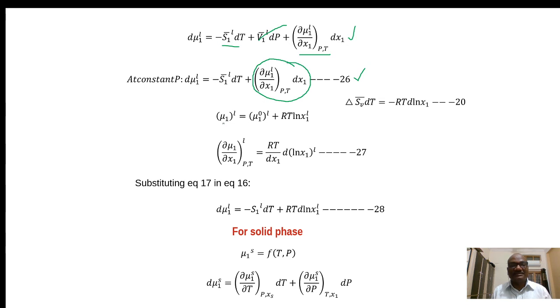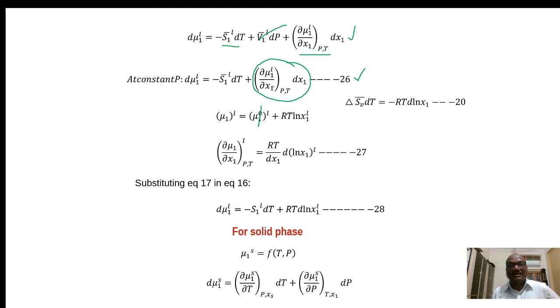For that, we write μ1L is equal to μ1⁰L plus RT log x1. In order to get this, you differentiate with respect to x1. So ∂μ1/∂x1 at constant pressure and temperature is equal to, whereas this is a constant, it becomes 0, so RT d/dx1 of log x1 in the liquid phase. Each and every term is multiplied by d/dx1, and the constant term becomes 0. So we get this equation.